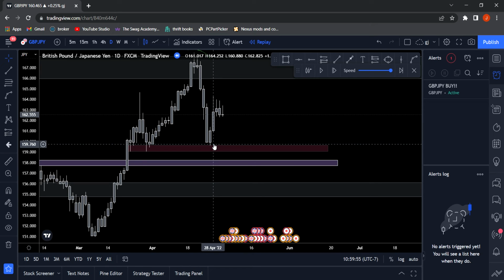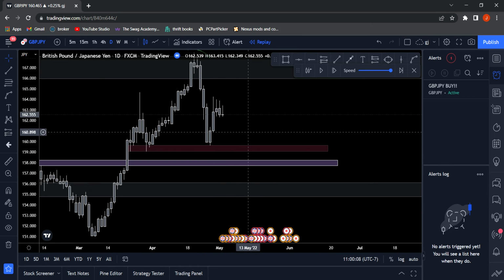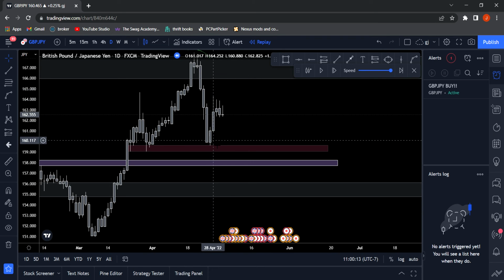So what I found, I only tried this with GJ, so I haven't really done this with multiple pairs. I think I tried it on AU too, but just these two pairs, so I don't know if it works on a lot of pairs. But anyways, when it comes back to retest that third time on the major level, from what I have found, the fourth time it comes into this level, it usually just breaks through.